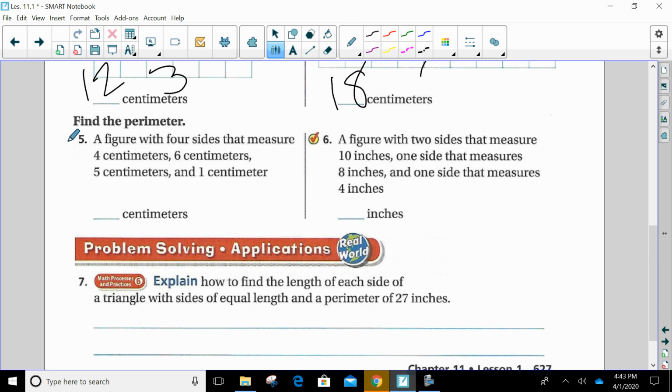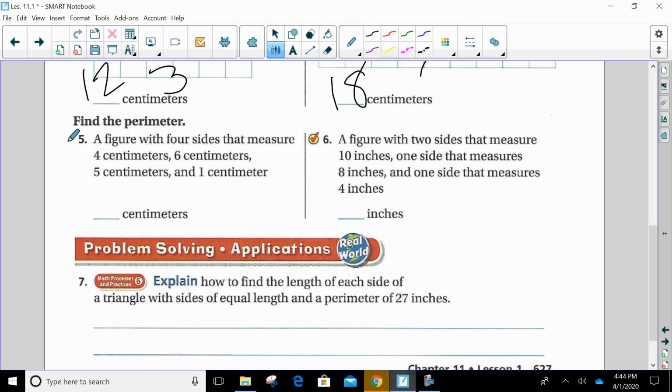A figure with 4 sides that measure 4 centimeters, 6 centimeters, 5 centimeters, and 1 centimeter. Now, do we even have to see the figure? No, they already gave you the measurements for all 4 sides. So what are we going to do here? You guessed it. We are going to add them together because that's what we do with perimeter. Perimeter plus, perimeter plus, perimeter plus. Get that in the brain.